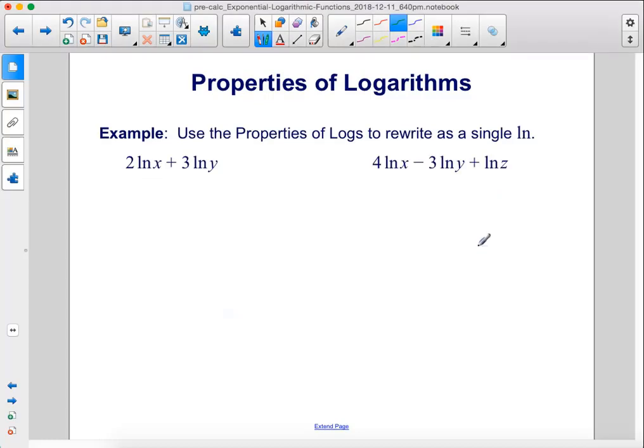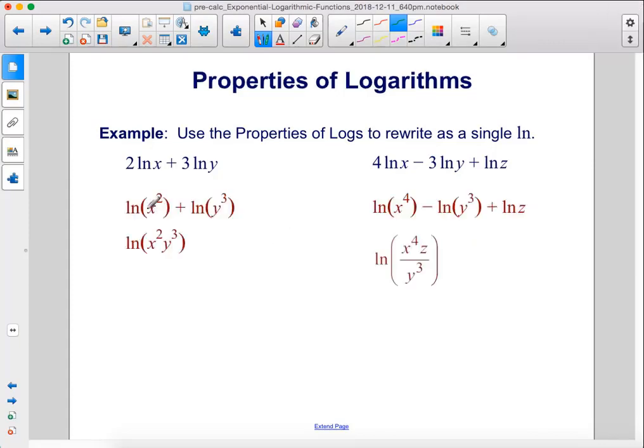Use the properties of logs to rewrite as a single natural log. First, we move our coefficients into exponents. So we have the natural log of x squared plus the natural log of y cubed. So this is an addition, so then we can take what's inside the parentheses and multiply it together.